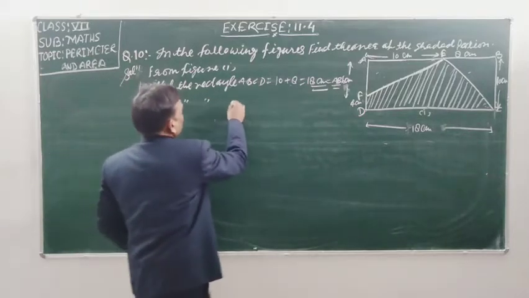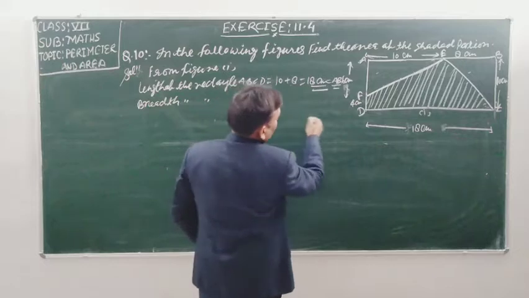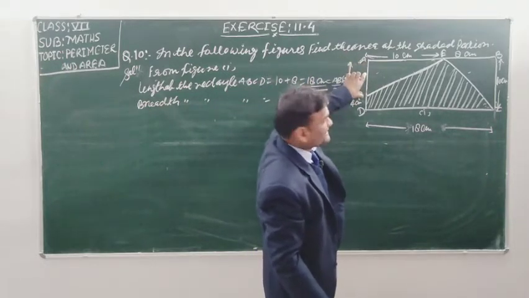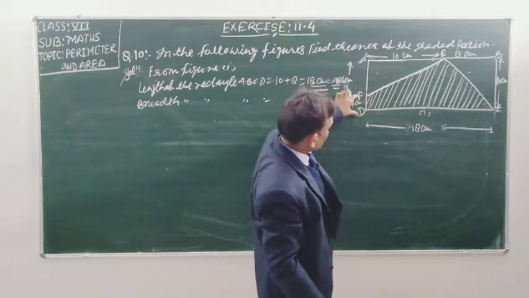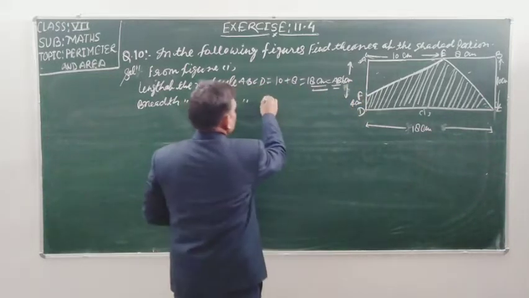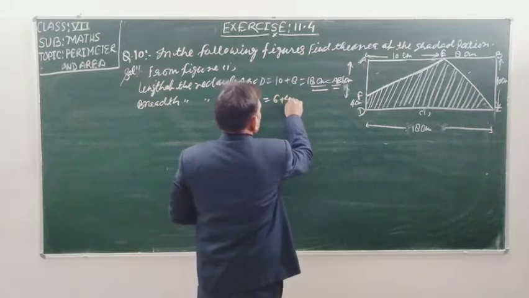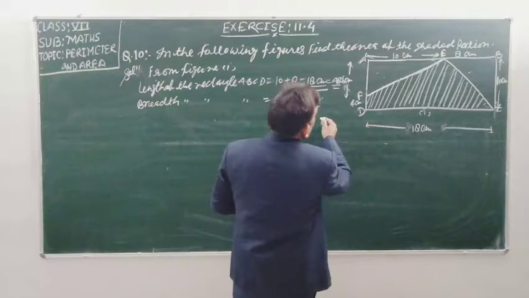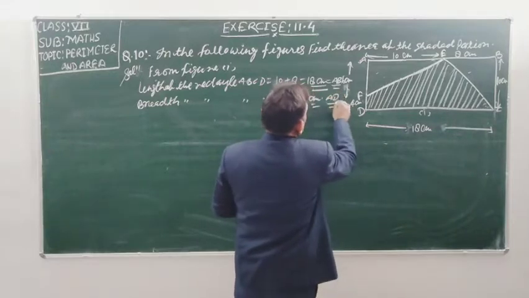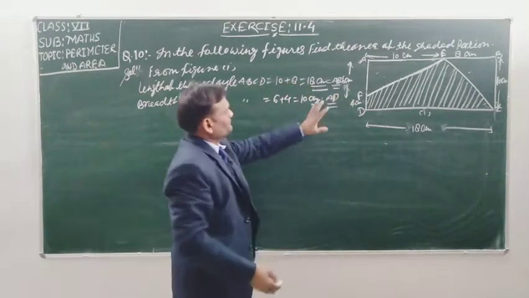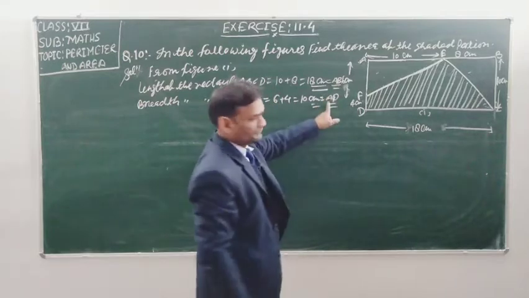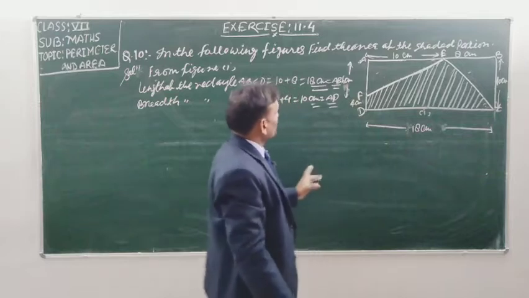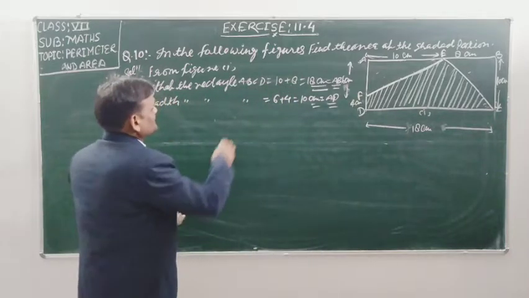of the rectangle ABCD is this 6 centimeter. AF distance is 6 centimeter and FD is 4 centimeter. So 6 plus 4 is equal to 10 centimeter. This is AD, and AD is the breadth of the rectangle. So now the area of the rectangle ABCD.